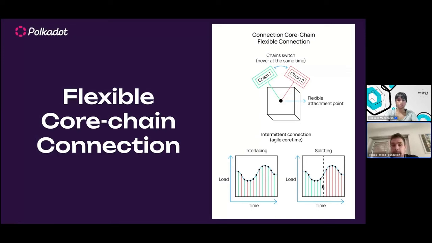But from that time on, from X onwards, it will be chain two that will have access to that core. You can see how this is becoming a much more flexible situation, and also more inclusive, because now you can have multiple chains accessing one core, depending on the workload that they have. They might decide to split or interlace, and it creates really a very agile environment.